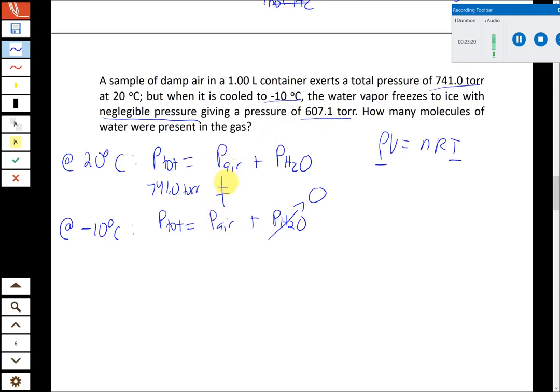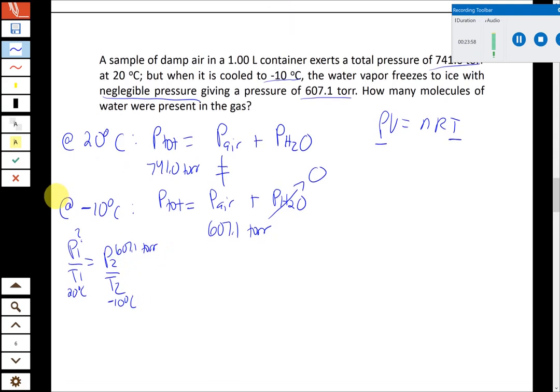So the first step we're going to do is figure out: if the pressure at minus 10 degrees Celsius is 607.1 torr, what is the air pressure at the higher temperature of 20 degrees Celsius? So we're going to do first an ideal gas problem. Rearranging the ideal gas equation, P1 over T1 equals P2 over T2. P1 is our unknown, T1 is 20 degrees Celsius, T2 is minus 10 degrees Celsius, and P2 is given as 607.1 torr.